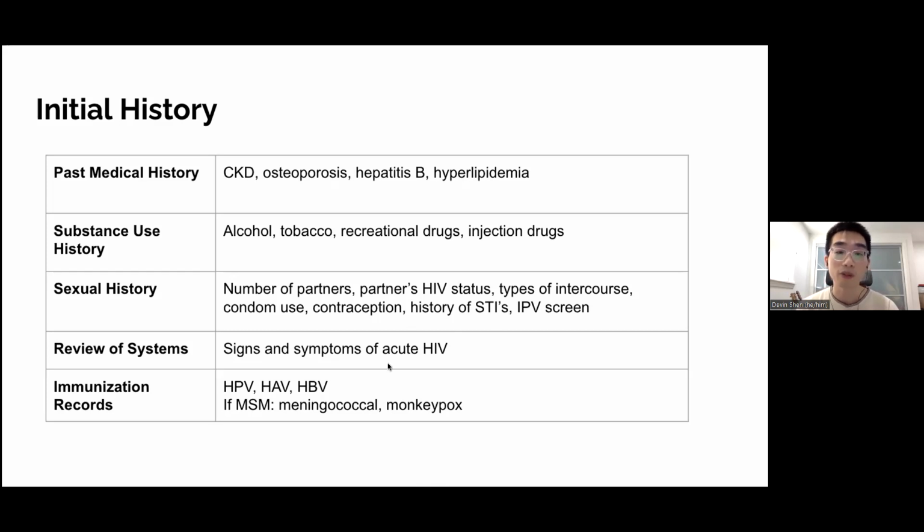And also obtain immunization records for human papillomavirus vaccine, hepatitis A and B. And for MSM populations, also confirm whether the person has received meningococcal and monkeypox vaccines.